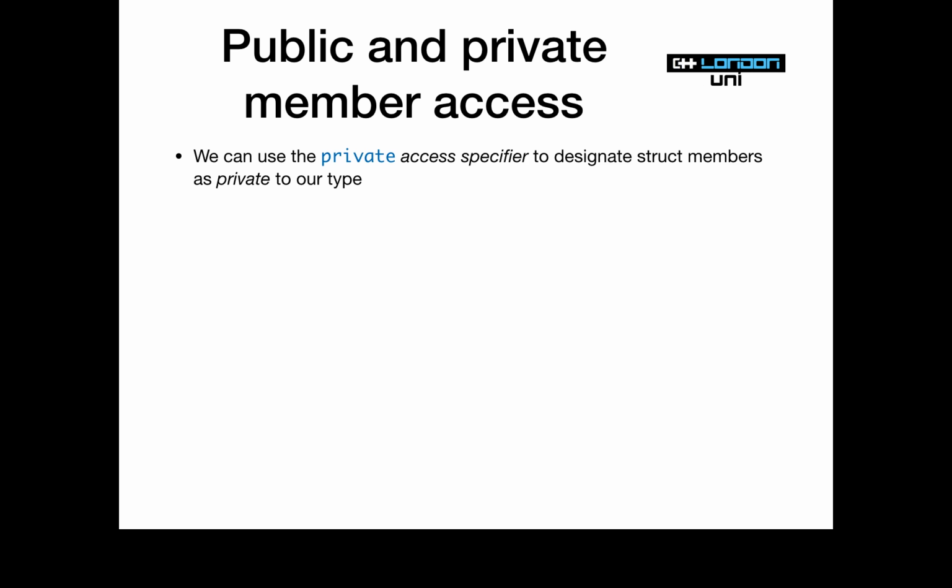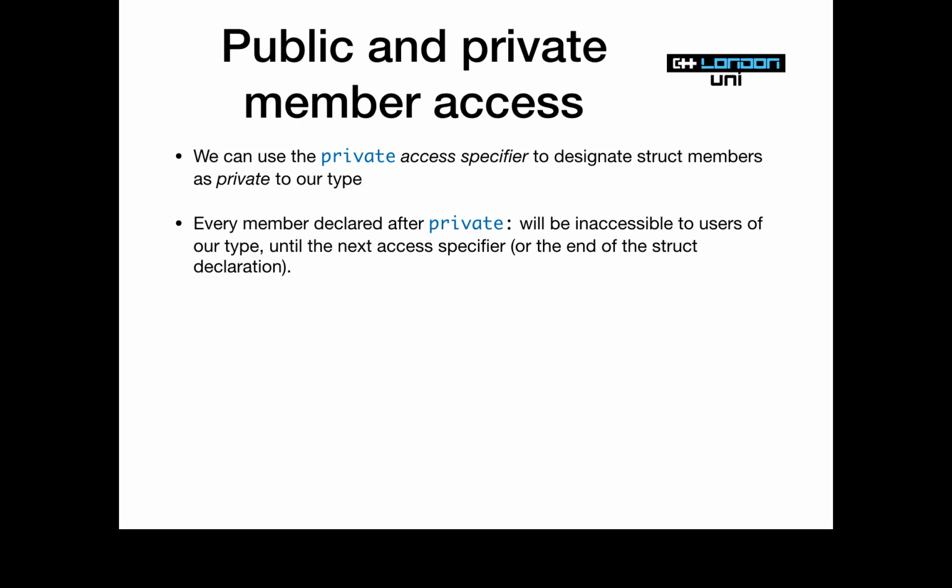So private is what's called an access specifier in C++ terminology. We can use it to designate which members of our struct are private. After we've put the word private followed by a colon, we can list however many member variables we like, and all of those will be private to our type. Java and C# have a very similar idea, except you write private in front of each one. In C++, you just put private colon, and then you list them all.